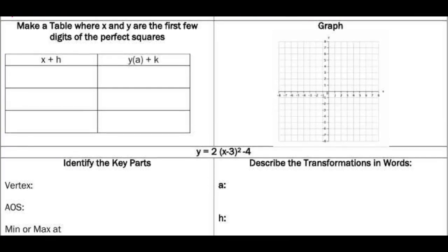What I want to do here is I want to graph my favorite parent function, because everything about quadratics comes from the parent function. So the parent function is y equals x squared. The parent function table never ever changes. The parent function vertex is at 0, 0, so there's my vertex.